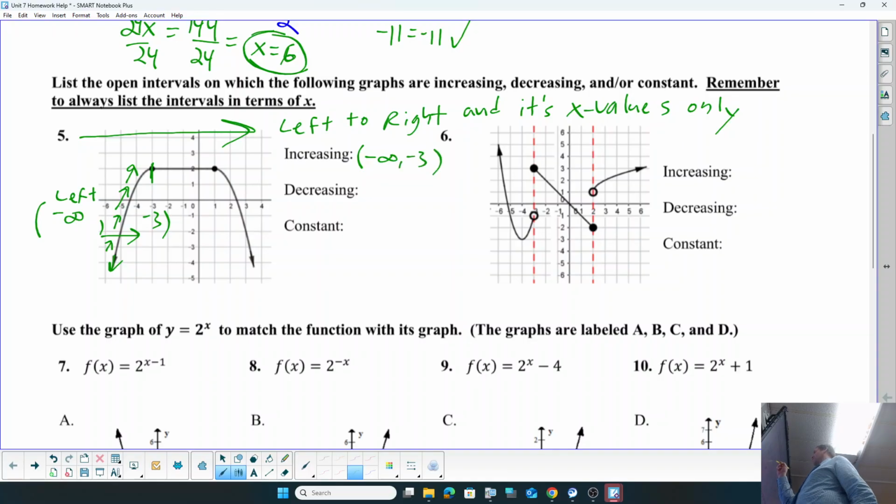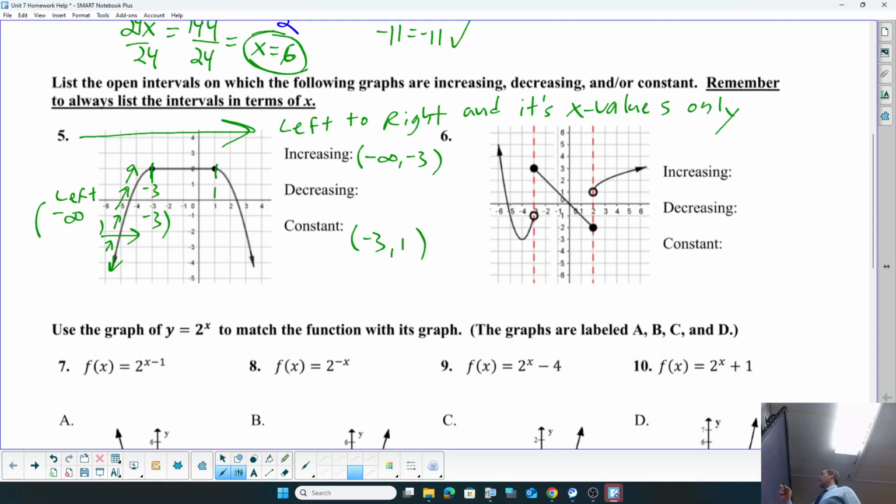Then we're constant from -3 to about 1. Mr. Newbold, why aren't you using brackets? Well, it's kind of tricky because at that point you're not increasing or decreasing. So we just use parentheses because you're just kind of stopped there. Because that's where it changes direction. So we're constant from -3 to 1.